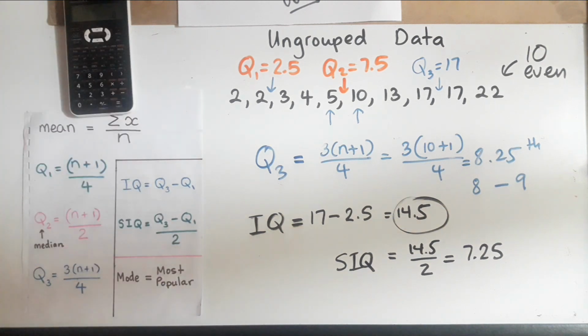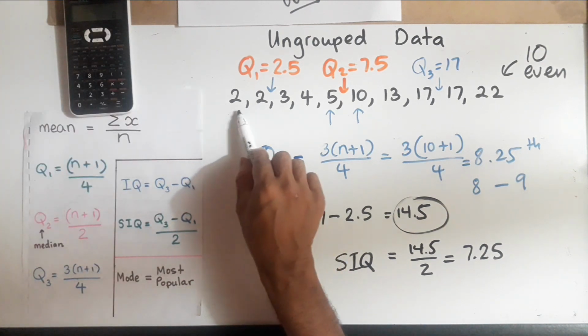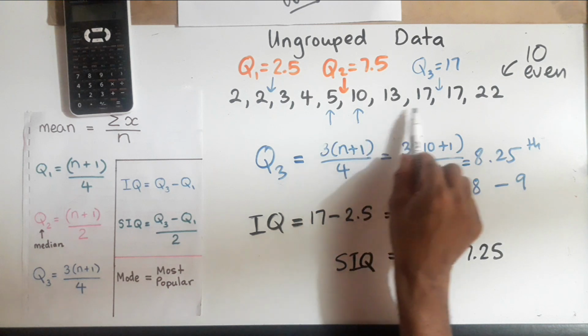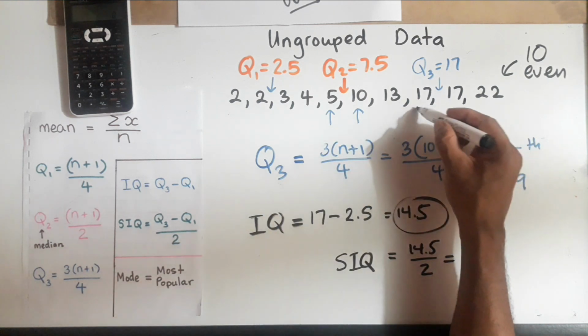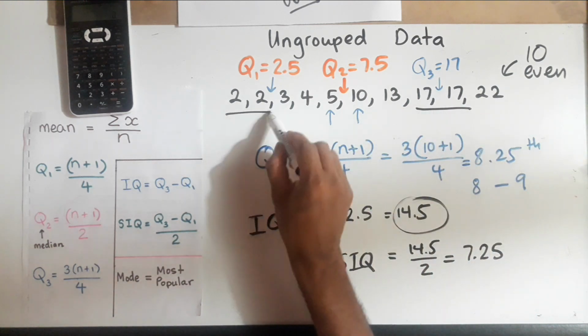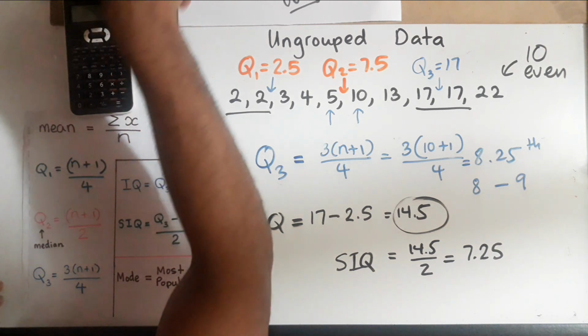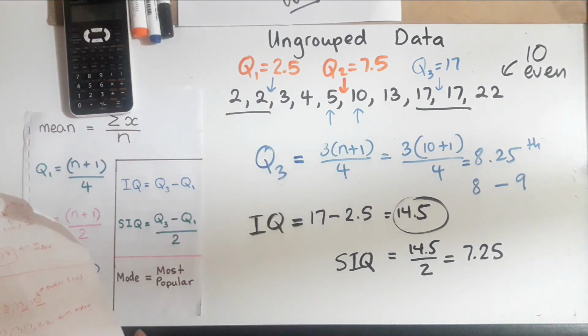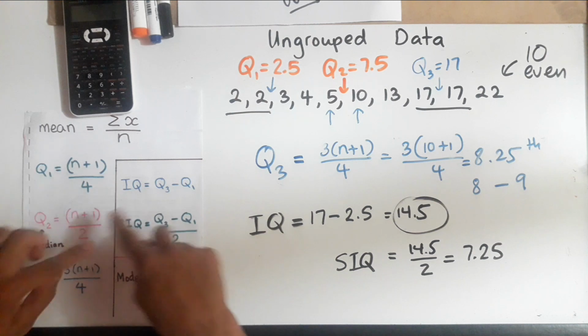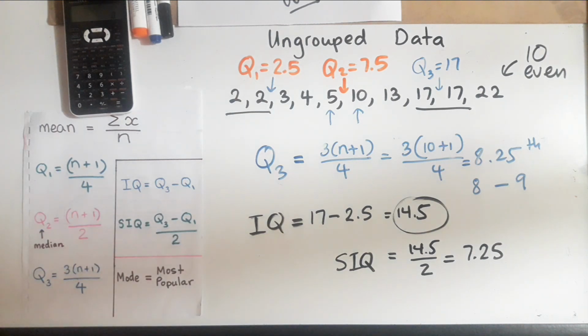And do we have a mode here? 2, 2. And yeah, for the mode, there's a tie between 17 and 2. So this one is bimodal, right? So there's a tie for it. The mode is 2 and 17 at the same time. All right, so that was it for ungrouped data, how you find all of these things for ungrouped data.